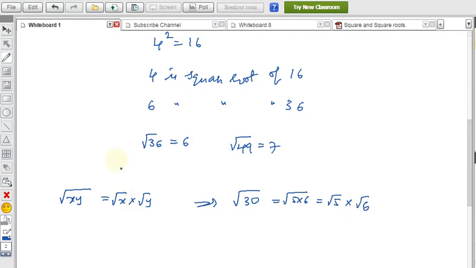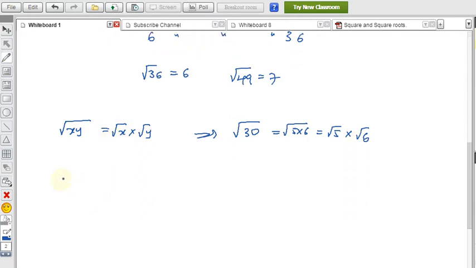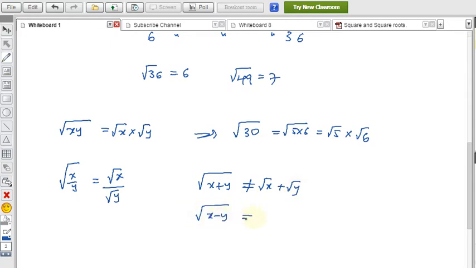Similarly, not only multiplication, you can do division also. Square root of x by y is equal to square root of x by square root of y. This is not applicable for addition or subtraction. For example, square root of x plus y is not equal to square root of x plus square root of y. Similarly, square root of x minus y is not at all equal to square root of x minus square root of y. So these are some important properties of square and square roots.